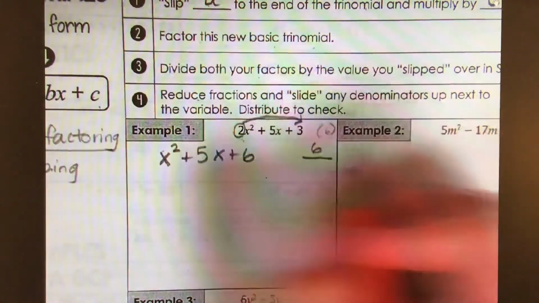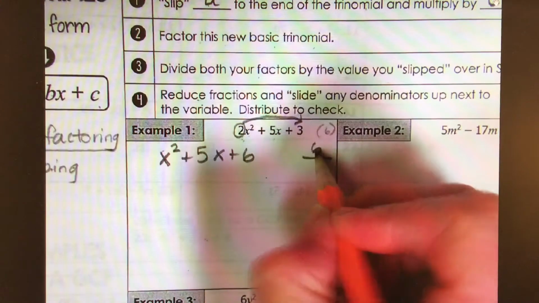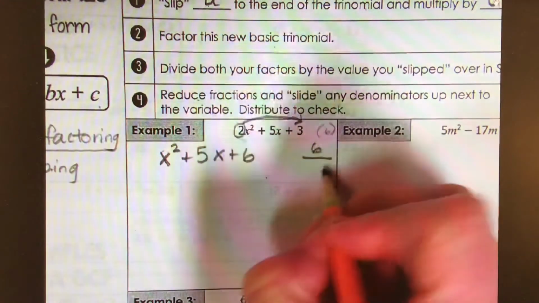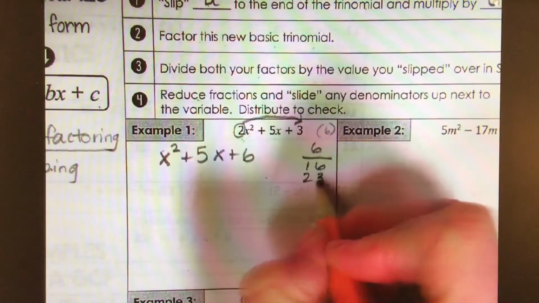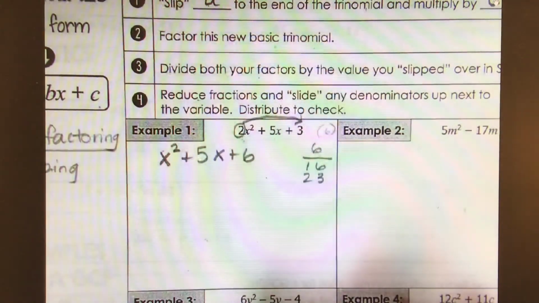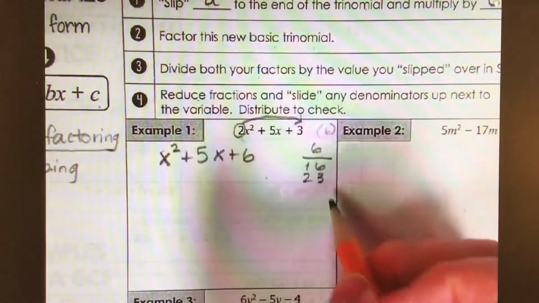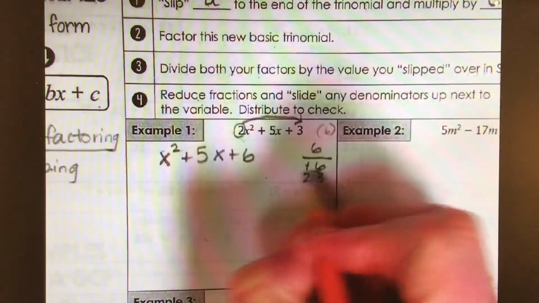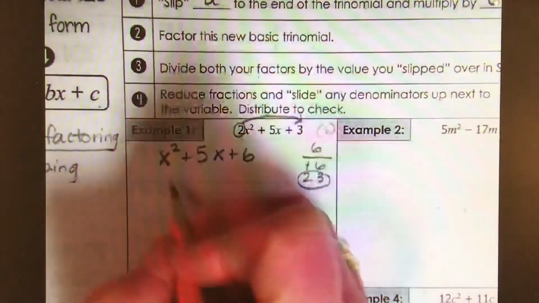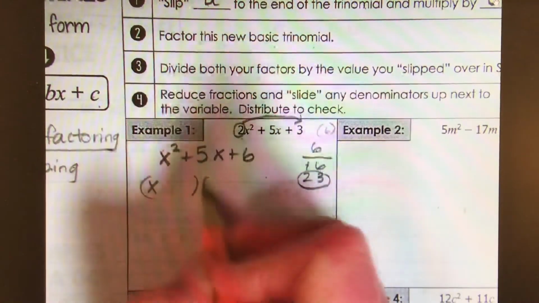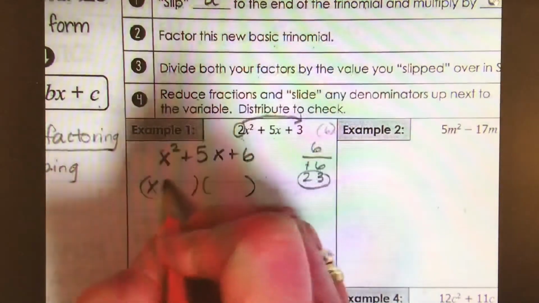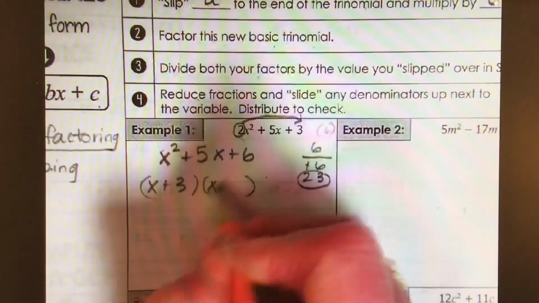What 2 numbers that when I multiply them get me 6, add them, get me 5? Well, 1 and 6, that could work. 2 and 3. And I am, though, adding them together. So 6 plus 1 would be 7. So that's not going to work. So here's my winner. So I'm now going to rewrite this into my 2 factors. If you think about my template, x plus 3, and then x plus 2.